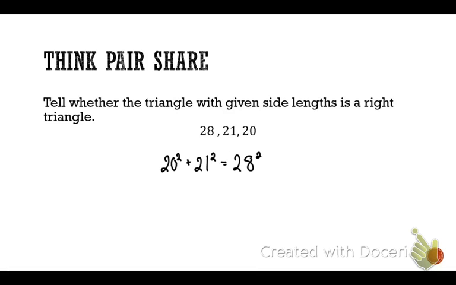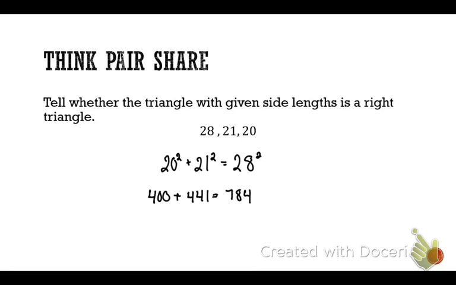All right. Now, do we need a calculator for 20 squared? No, we don't. What's 2 times 2? 4, because it's 20 times 20, and that's 2 zeros. It's 400. Plus, now we can do 21 squared real quick. 441 equals 28 squared, which is 784. Did y'all get 784? All right, so now I need to simplify.